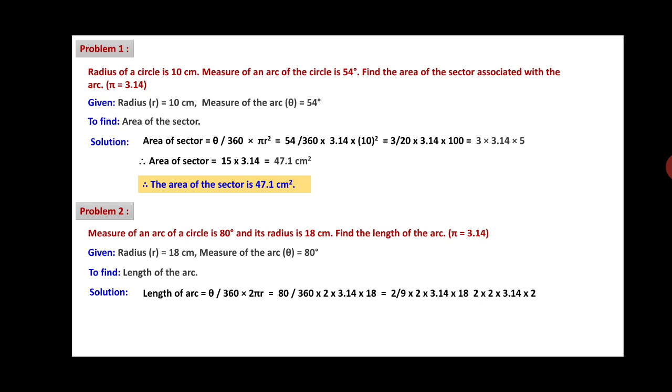Length of arc is equal to theta upon 360 into 2 pi r, which will be 80 upon 360 into 2 into 3.14 into 18. We have substituted the values of theta and r.